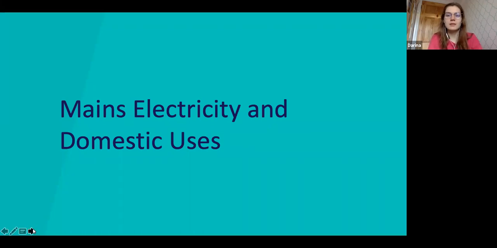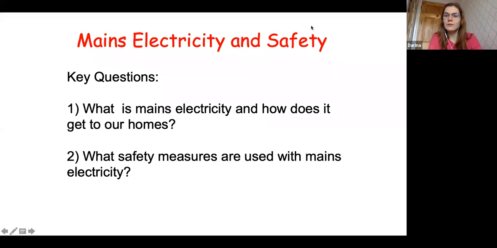Just to start the presentation, I've got a bit of a question. You don't have to answer this straight away, but just think about them. We'll be discussing some aspects and then coming back to them later on in the lecture. Firstly, what is mains electricity and how does it get to our homes? And secondly, what safety measures are used with mains electricity? That's what we're going to be talking about in the first part of the lecture.